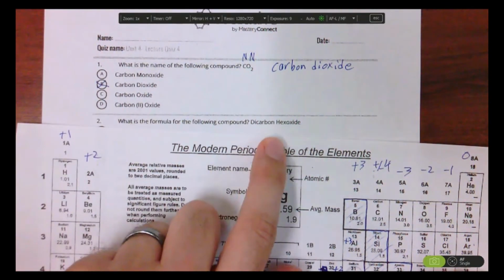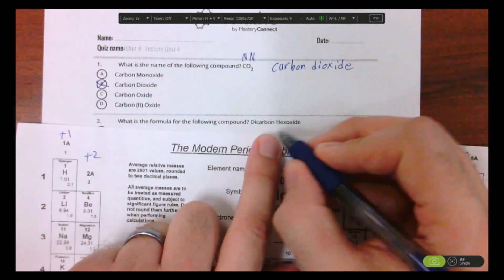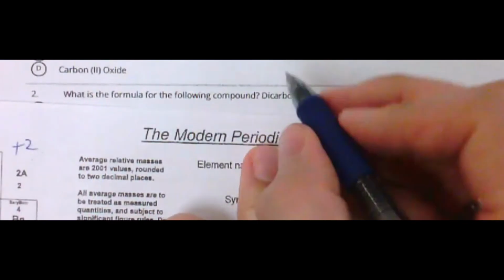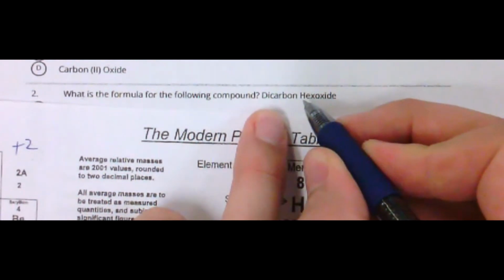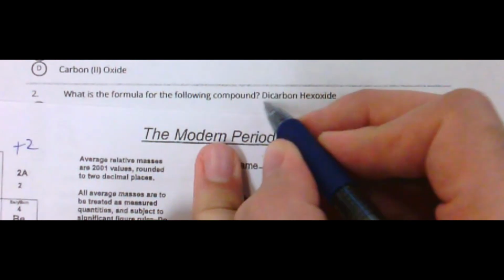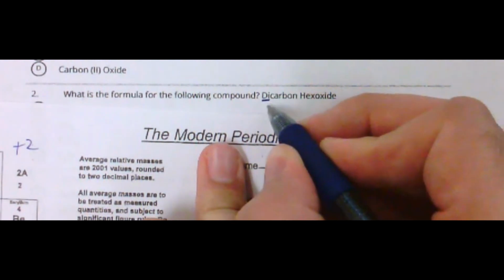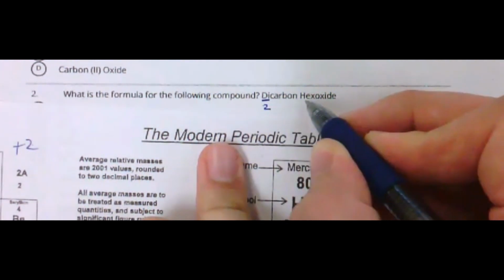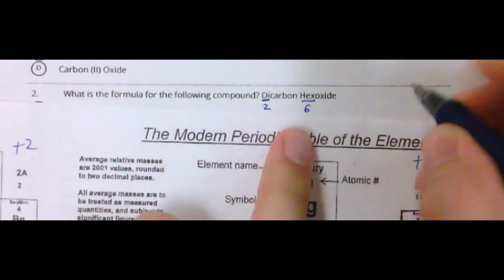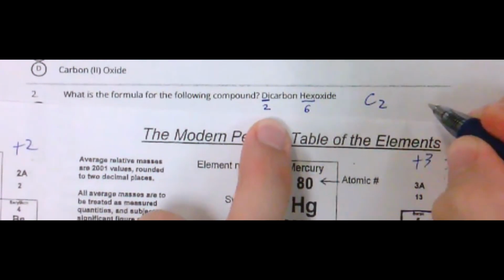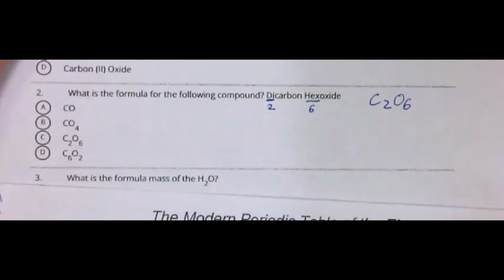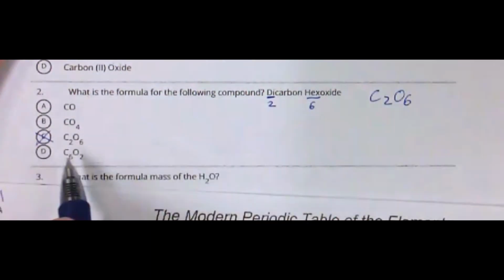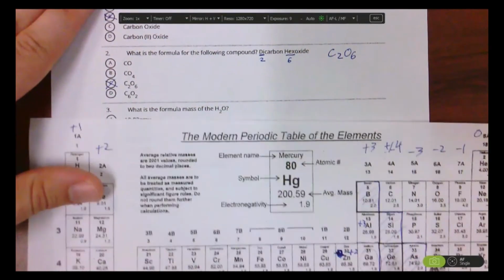All right, next one. What is the formula for the compound dicarbon hexoxide? It's very simple. Right off the bat, you can tell this is covalent because it has prefixes. Only covalents have prefixes. So what are the prefixes? Di, which means 2. And hex means 6. So you have 2 carbons and 6 oxygens. Now look at your choices. Some people will try to pick that one for some reason. I don't know why. Moving on.